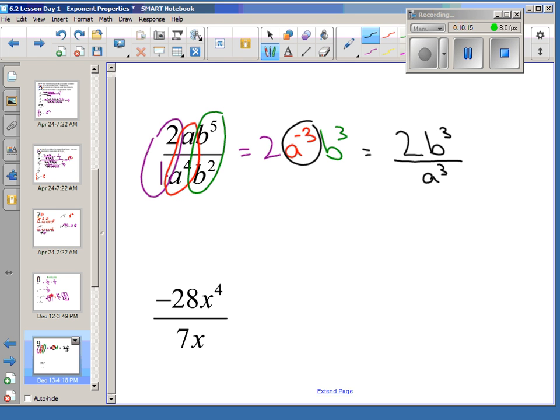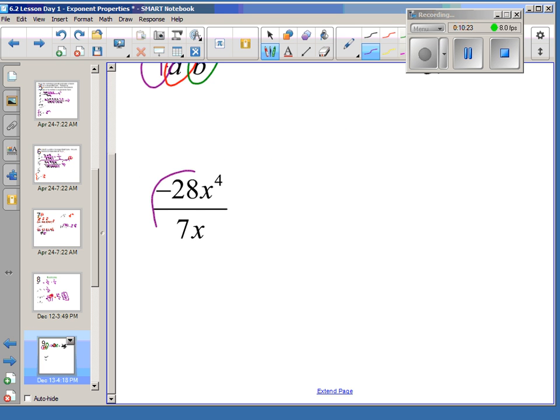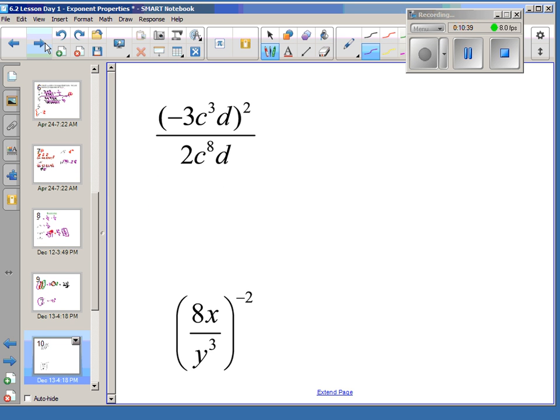Negative 28 x to the fourth over 7x. All right. The first thing we can do is divide negative 28 and 7, and we get negative 4. And then x to the fourth over x is the same thing as x cubed, because 4 minus 1 is 3. These next two, I would like you to pause the video and give these two a shot.